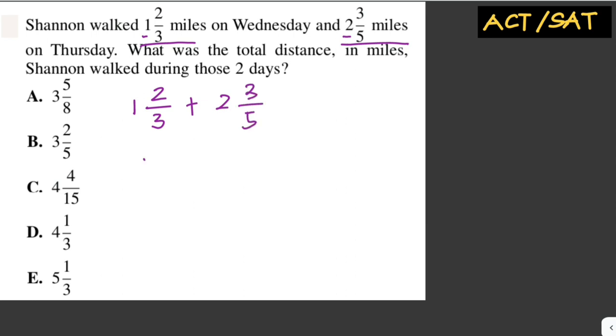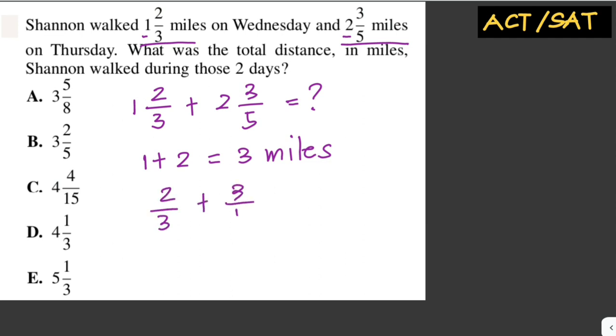Okay, we can just simply add 1 and 2. So this is 3 miles. And then we can add 2/3 and 3/5. We just have to get the LCD, the least common denominator. Neither of the two numbers, 3 and 5, is divisible by the other. So we can get the smallest number that can be divided by both 3 and 5, or we can just simply multiply 3 and 5. So 3 times 5 is 15.